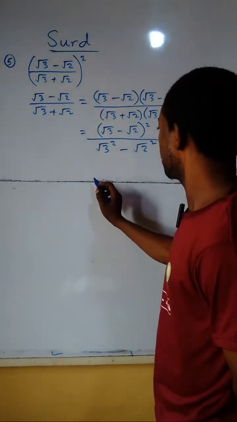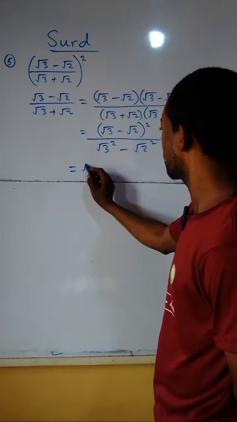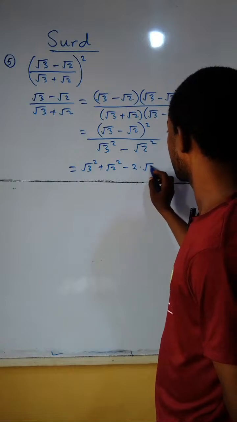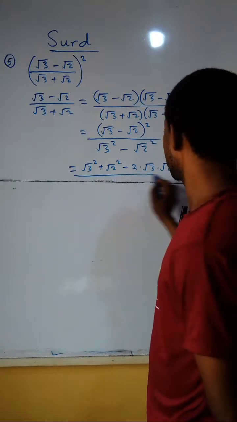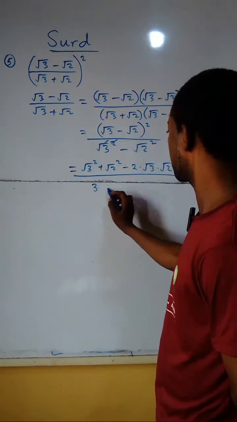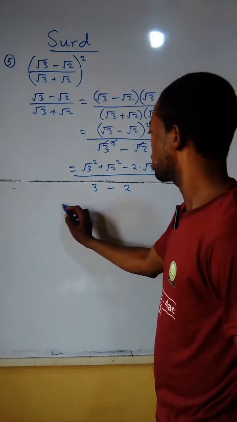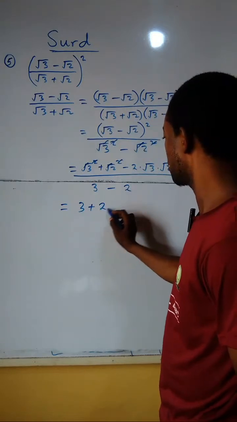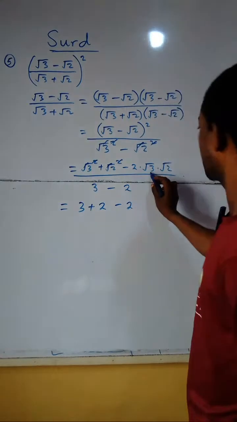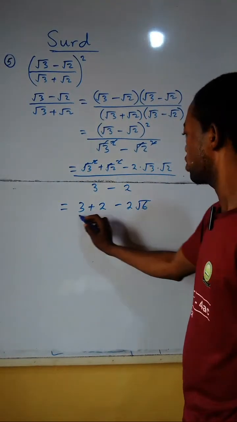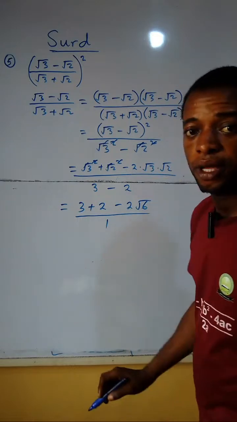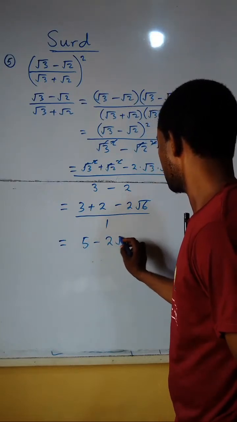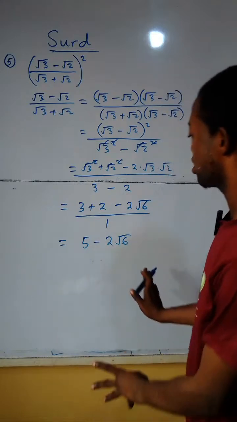Okay, then this expansion here becomes root 3 squared plus root 2 squared minus 2 times root 3 times root 2, divided by, square cancels square root, that's 3 minus, also the same thing here, that's 2. And here this also becomes, square cancels square root, that's 3 plus, the same thing here cancels each other, that's 2, then minus 2 root 3 times root 2, that gives us root 6, then over 3 minus 2, that's 1. So now 3 plus 2, that's 5, then minus 2 root 6 over 1. So that is 5 minus 2 root 6.